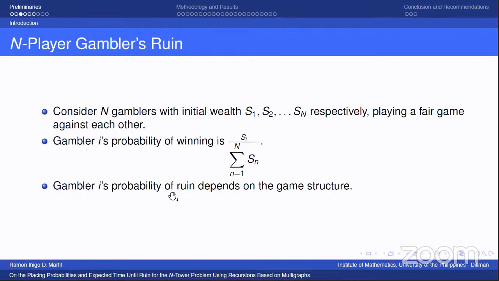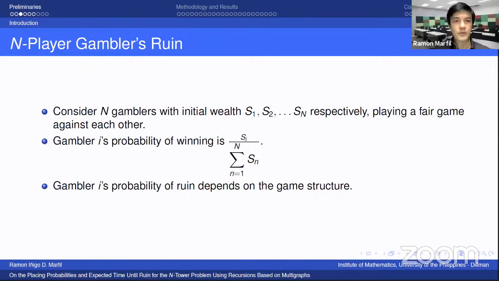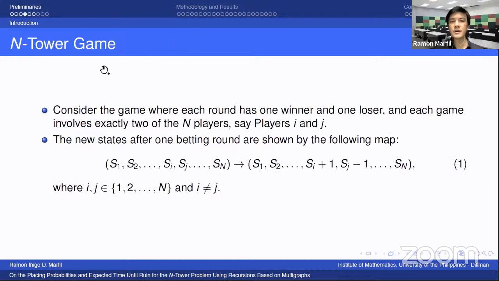And gambler I's probability of ruin depends on the game structure. So there are different game structures depending on the number of players selected in each round, kung pwede bang lahat sila involved dun sa round na yun, or pipili lang ba tayo ng 2 players at a time, and so on. So maraming mga types ng games, or maraming game structures para sa n players. So for my research, ang ginawa ko ay nag-focus ako doon sa tinatawag na n-tower game.